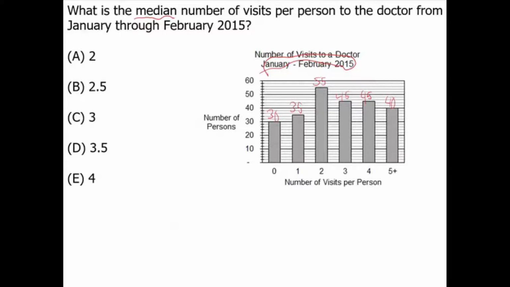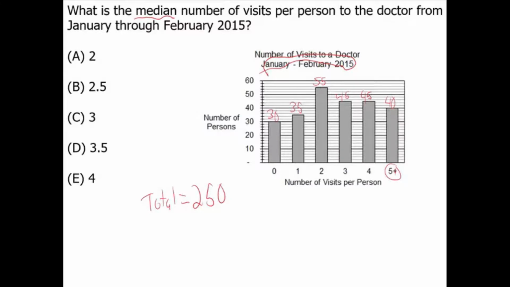Now you may be worried about the 5 plus here, but since we're looking for the median, or the middle number or numbers, we don't have to worry about the far right part of this graph. So that's no concern to us for this problem at least. All right, we add all of these together and we get a total number of people of 250.